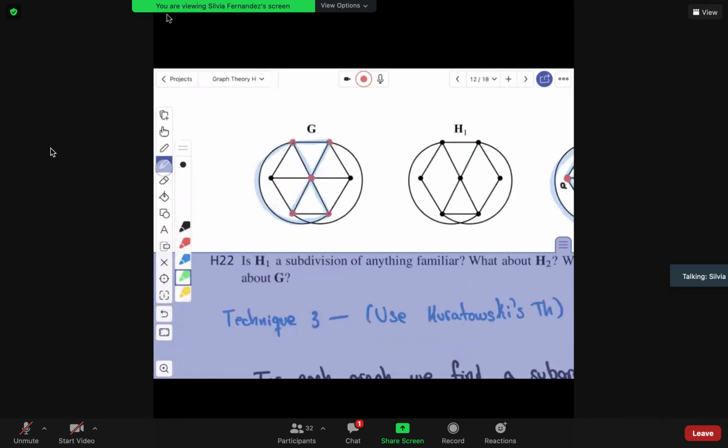So I'm going to mark it with a different color just to show you that I'm using it as a subdivision of an edge, right? To connect those 2 vertices. So I started with this one, and then that one is joined to everything now. But this is a subdivision.